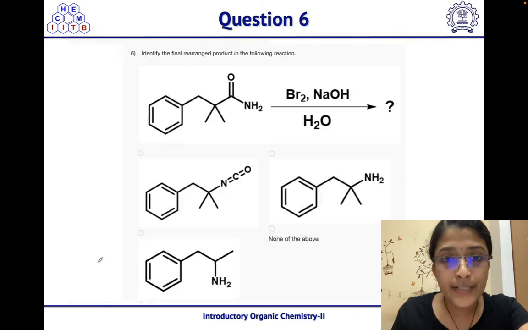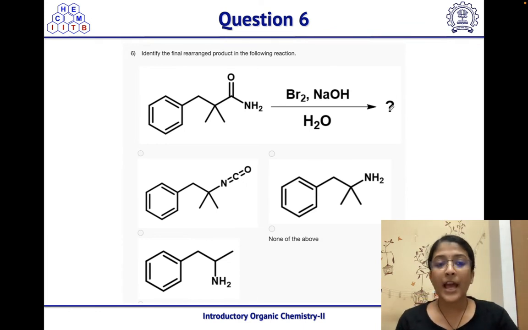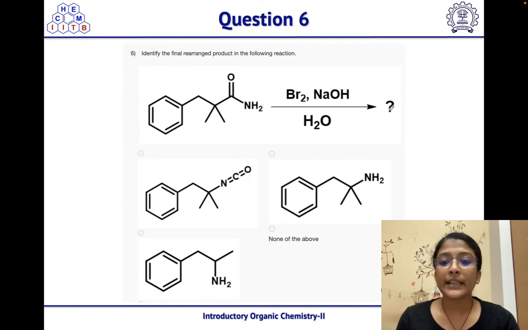Coming to question number 6. Identify the final rearranged product in the following reaction. Here we have an amide and we are treating it with bromine and NaOH in water. So what is the rearrangement that is taking place here? They are asking for the final product that is formed in this reaction.